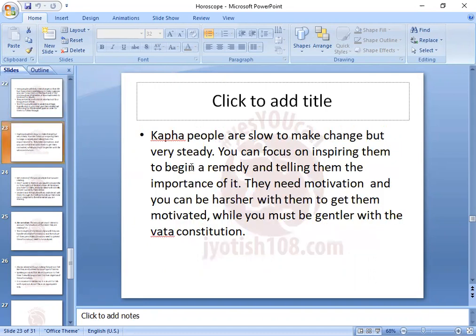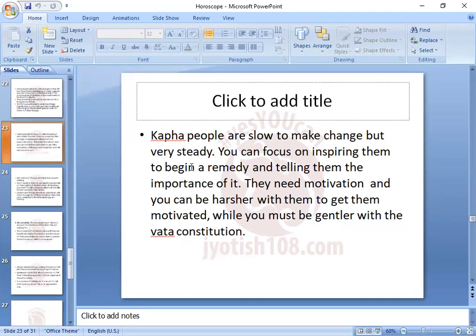Kapha people are slow to make change, but very steady. You can focus on inspiring them to begin a remedy and telling them the importance of it. They need motivation and you can be harsher with them to get them motivated, while you must be gentler with the Vata constitution. So Kapha people, they are slow to move, because if Moon and Venus are placed in your 10th house, you'll always be very bad at finishing work. So that is exactly the problem with Kapha people. So you have to keep them motivated.